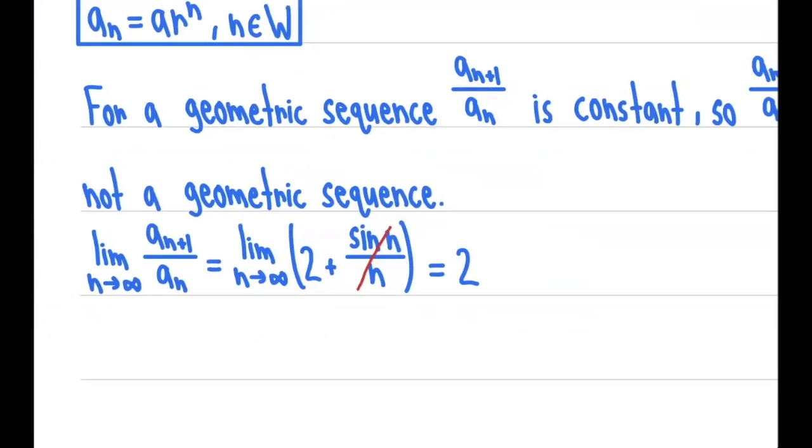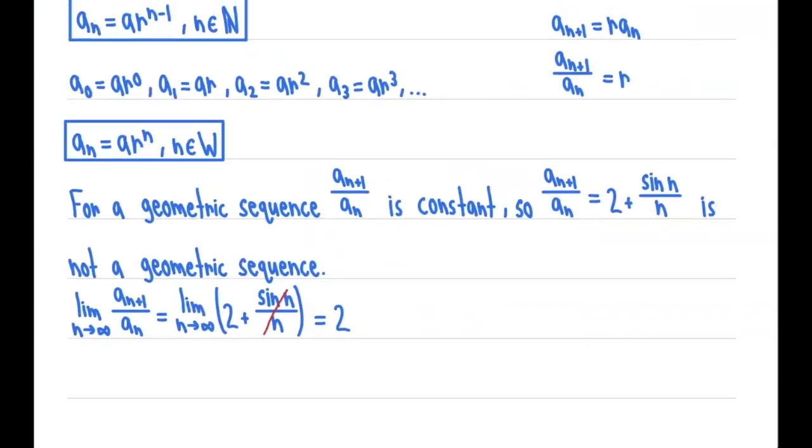So that's interesting. When I take the limit of a sub n plus 1 divided by a sub n, I get a constant 2. So do you guys know what that means? So even though this is not a geometric sequence, as n approaches infinity, it eventually behaves like a geometric sequence because each term is about double the previous term.